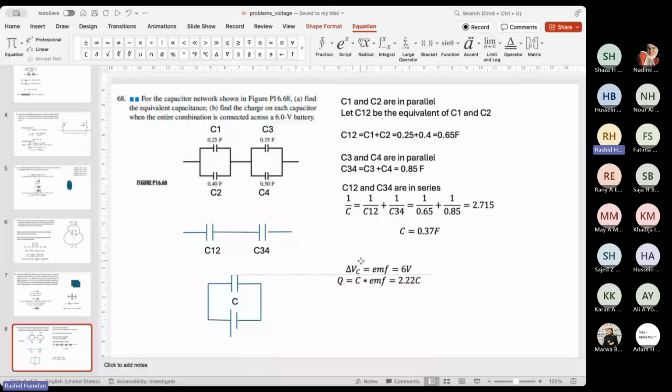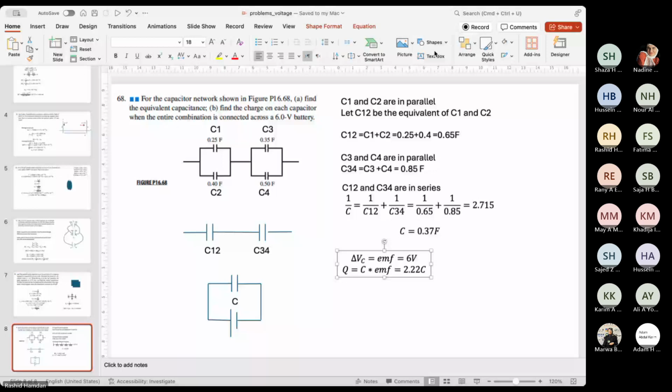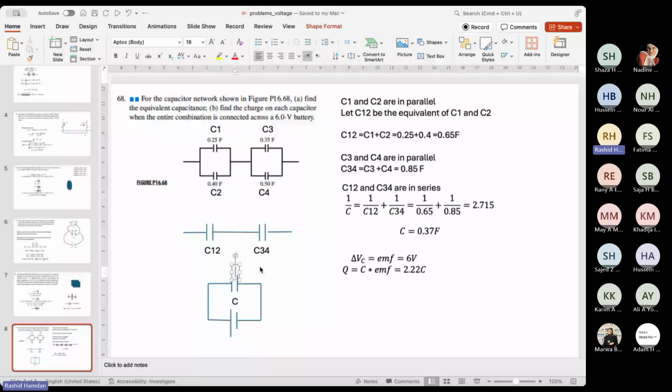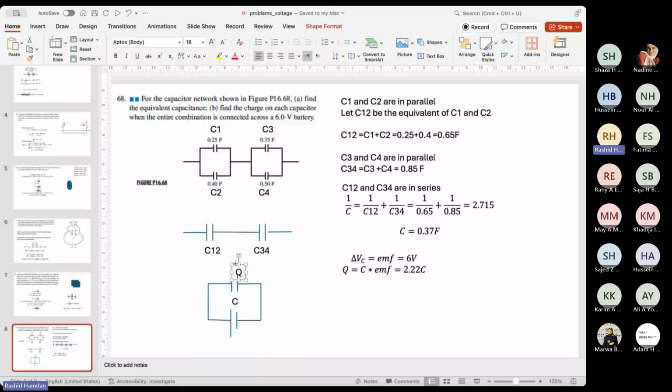So that's the charge here. So that's the charge on this capacitor. So this is Q. Let's write it. So when we say Q, it means there is plus Q on one plate and minus Q on the other. Now C12 and C34 were in series. So they have the same charge as their equivalent. So this has to be Q as well. And this has to be Q as well.